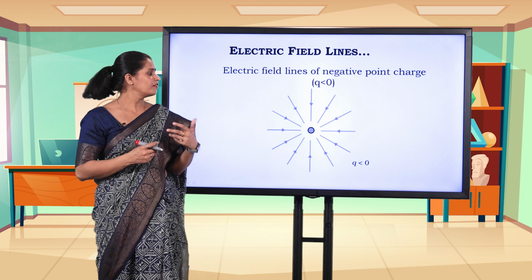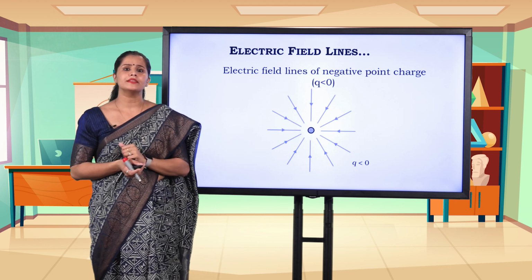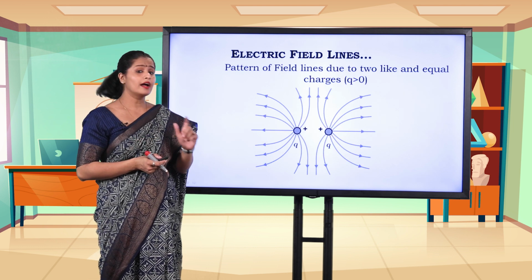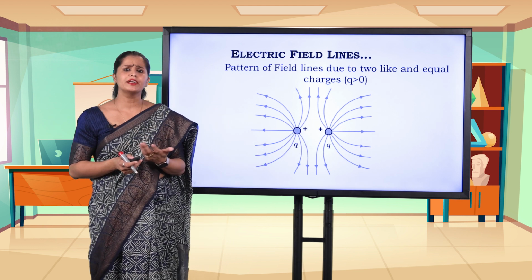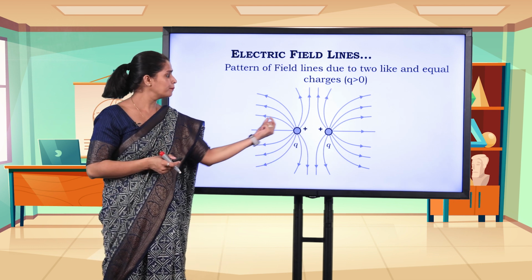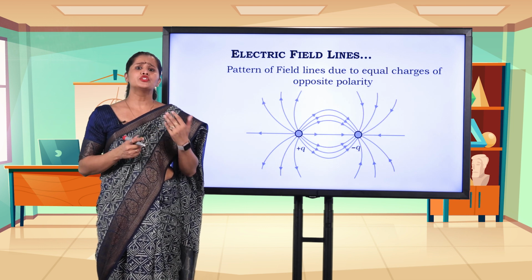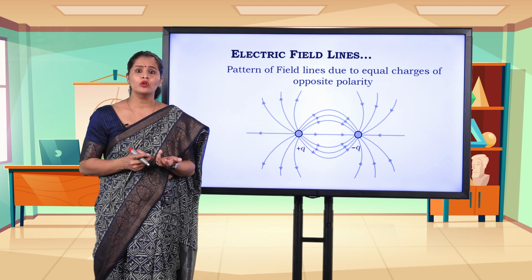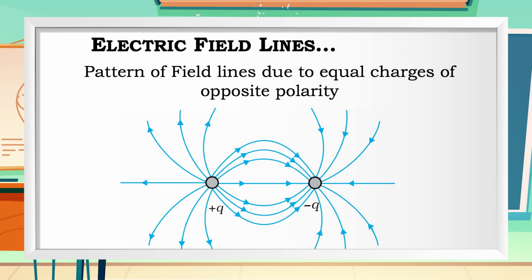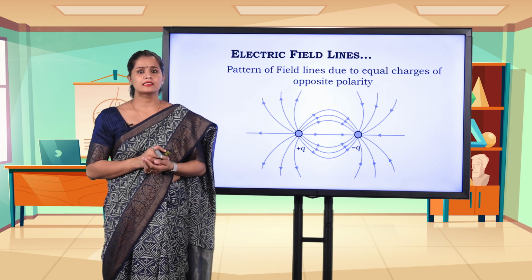The field lines of a single negative charge are radially inwards as seen on the screen. The field lines around a system of 2 positive charges Q and Q give a vivid pictorial description of their mutual repulsion. The configuration of 2 equal and opposite charges, that is a dipole, shows clearly the mutual attraction between the charges. Let us now discuss a few important properties of electric field lines.